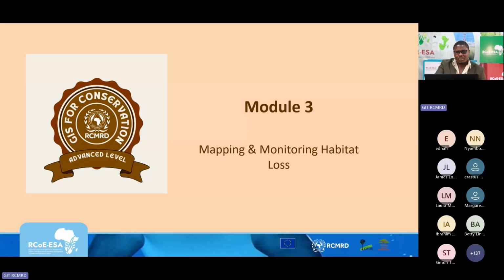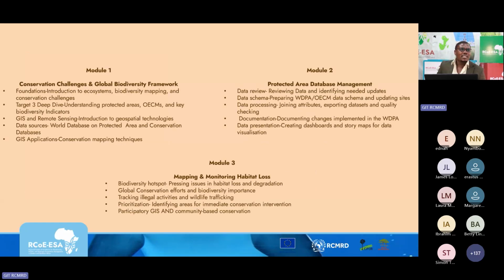When we say we're doing conservation, what does that entail in terms of the connection between what we are learning and what we are doing on the ground? If you look at module 1 and module 2, we had a general overview of what conservation entails. But module 3 will require us to think in terms of what I'm doing on the ground and how that connects to the application of GIS.